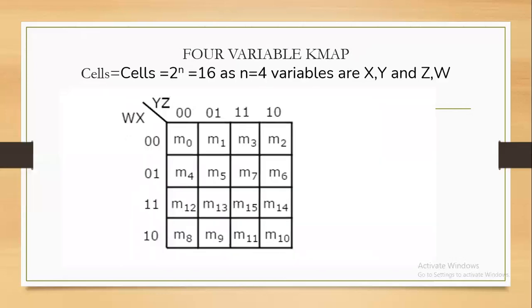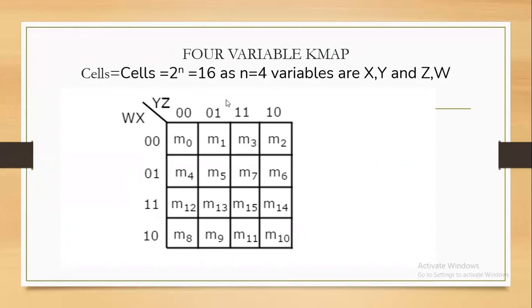Finally, we move to one more category, that is the four variable K-map. That is also calculated with the formula cells equal to 2 raised to n, where n is 4 here, as we're using four variables like w, x, y, and z.